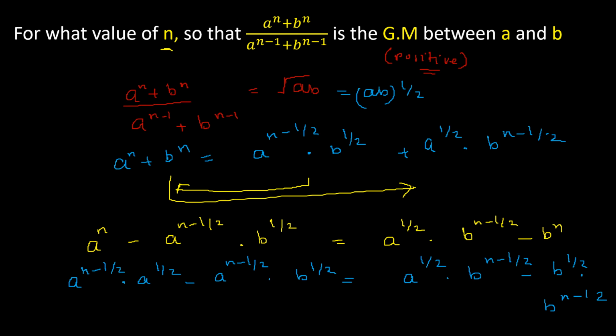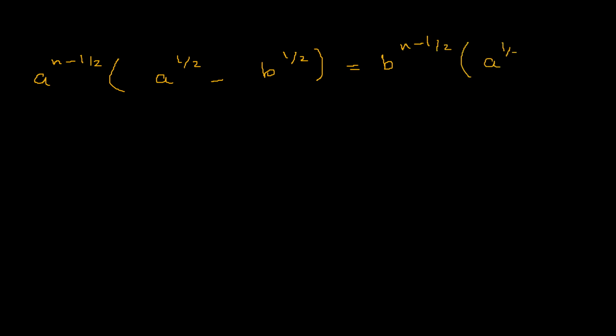So from here, if we take the common, then what we get? We get a^(n-1/2) is common. Then here that will be a^(1/2) minus b^(1/2), equals to, and on the other side we take the common b^(n-1/2), and that gives us a^(1/2) minus b^(1/2).